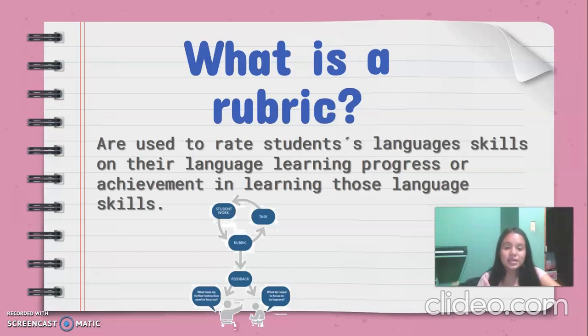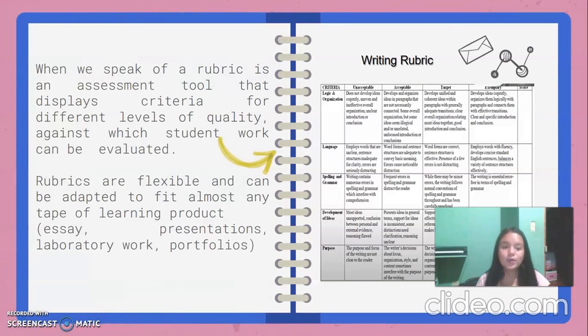Well, let's begin. As we can see, here we have an example about rubrics. When we talk about a rubric, it is an assessment tool that shows criteria for different levels of quality against which students' work can be assessed. Rubrics are flexible and can be adapted to suit almost any type of learning product: presentations, lab work, portfolios, etc. As we can see here, having a sample of a writing rubric is really important.